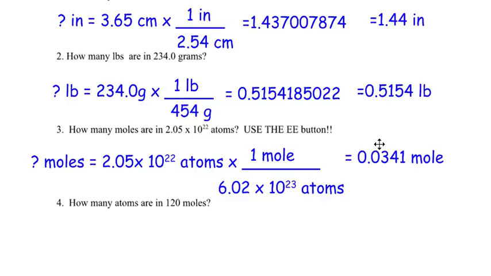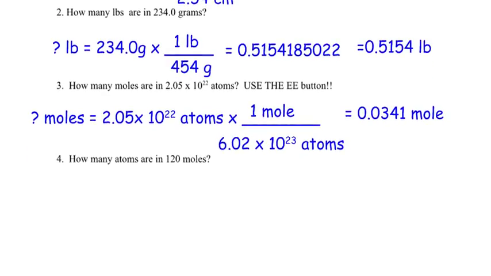Okay, so make sure you get that number. If not, try it again. It's 2.05 second EE 22 divided by 6.02 EE 23. Notice I didn't say times in that whole process. So let's see how you do on the next one.